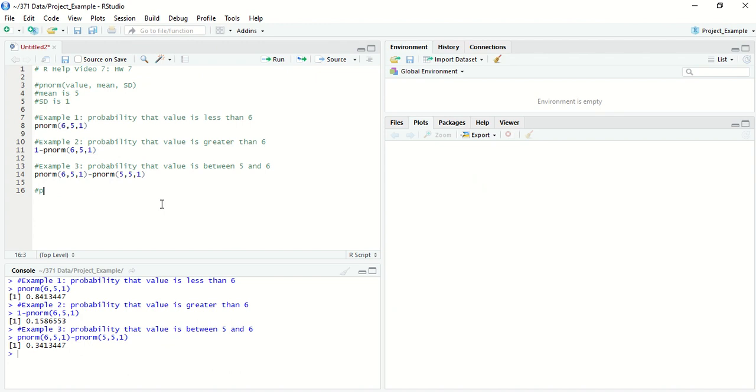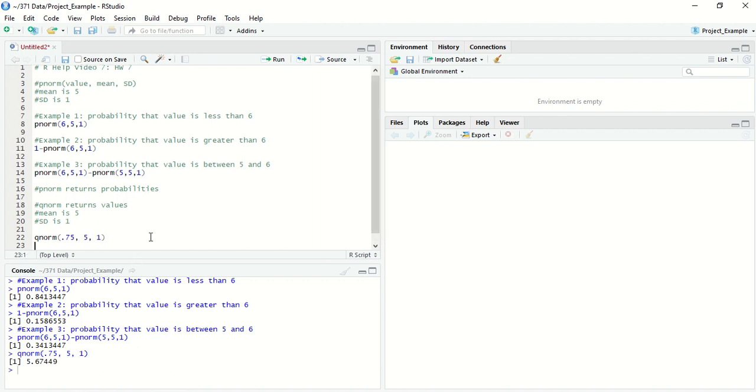As you may have noticed by now, pnorm returns probabilities. So anytime you need to calculate probabilities, use pnorm. Contrasting with this, qnorm returns values. Let's go over a few examples of this. Let's say we have the same mean and standard deviation. Mean is 5, standard deviation is 1. And we want the 75th percentile. We'd use qnorm 0.75, 5, 1.